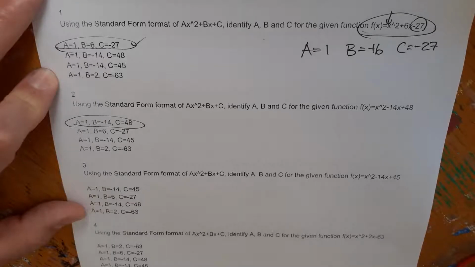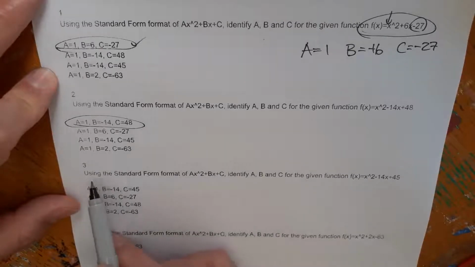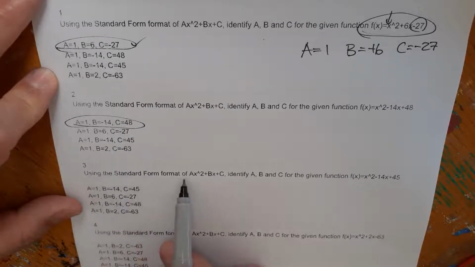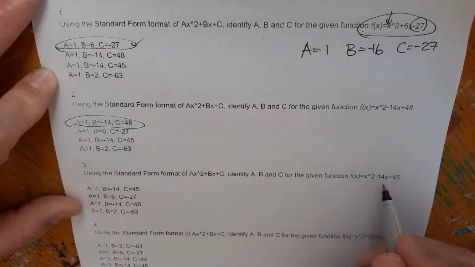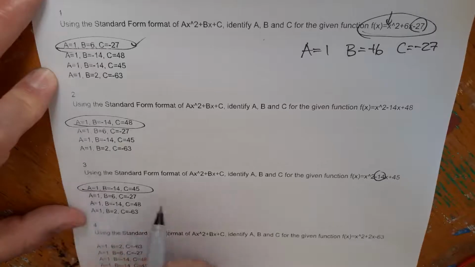Yeah, divide it by 2, square it, and add it to both sides. I knew something I was saying was wrong, and my brain just sort of glitched there a second. Using the standard format, ax squared plus bx plus c. Let's do it again. A is 1, b is negative 14, and c is positive 45. 1, negative 14, positive 45.